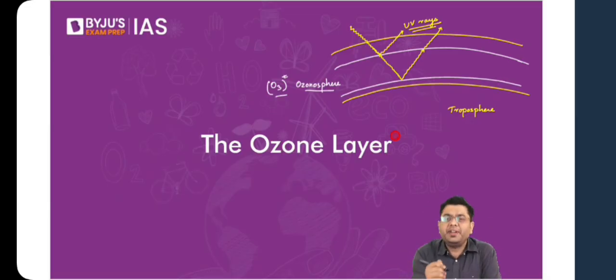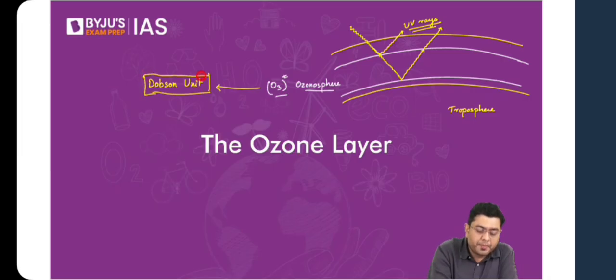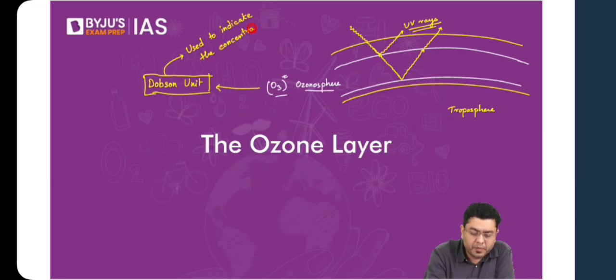Now, how do we measure the density or thickness of the ozone layer? It is basically done by measuring the concentration of ozone, in a unit that we refer to as the Dobson unit. The Dobson unit is used to indicate the concentration of ozone.